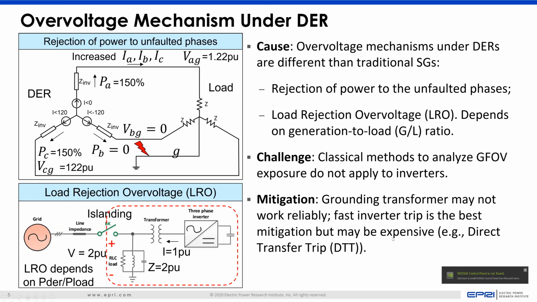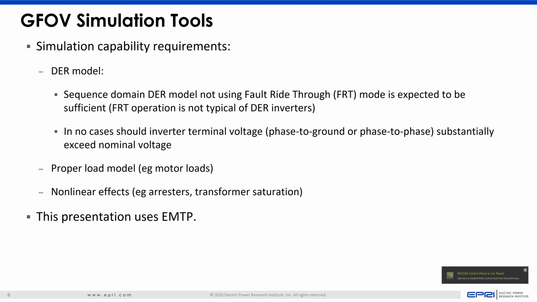But that could be expensive. For example, if you use a direct transfer trip signal, communication infrastructure is needed, and basically it's more expensive. So there's a need for low-cost mitigation options. And in terms of simulation requirements, a sequence domain DER model is sufficient if it is not using the fault ride through mode, because FRT is not typical of DER inverters.